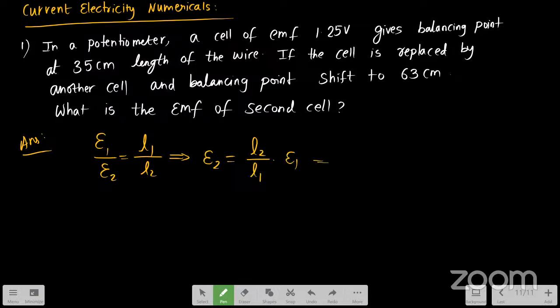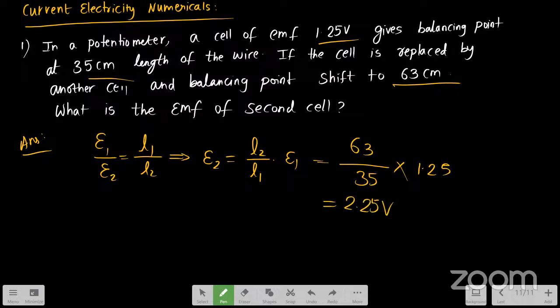So what is the value of L2? The value of L2 is 63 centimeter. And what is the value of L1? The value of L1 is 35 centimeter. And what is the EMF one? It is 1.25 volts. So if you solve this, you will be getting the value of E2 as how much? 2.25 volts.